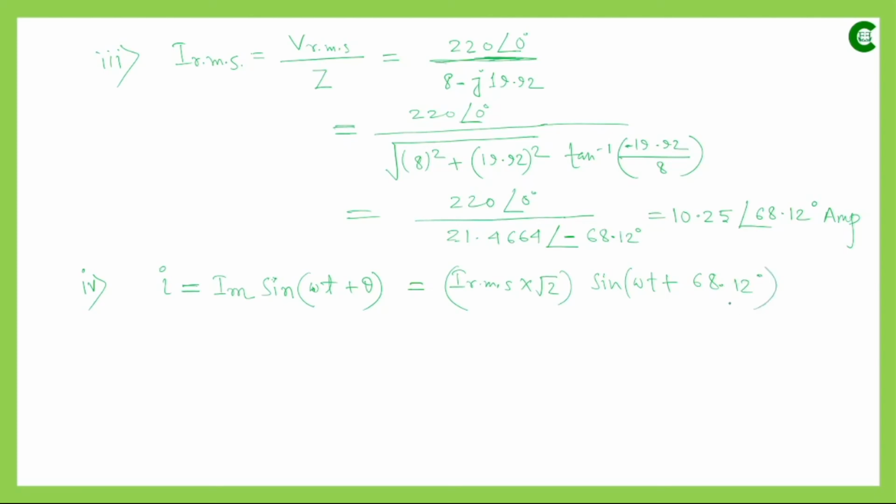68.12 degree that we have just calculated, and the IRMS value is also 10.25. So when 10.25 is multiplied by root 2, it will give us a value which is 14.5. Here we will not consider the angle part separately, because within this sine term we are incorporating that phase angle or phase difference, as I have also said earlier. And since this is the expression of current, it will be ampere.